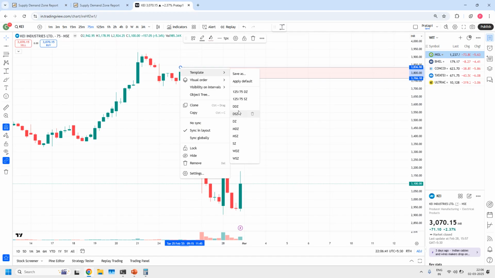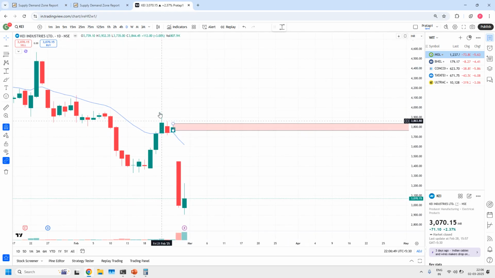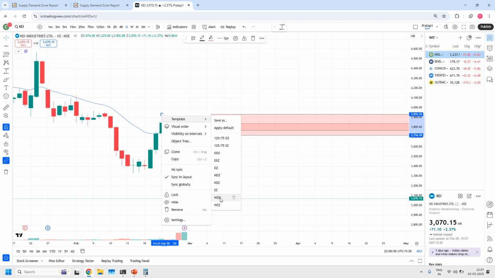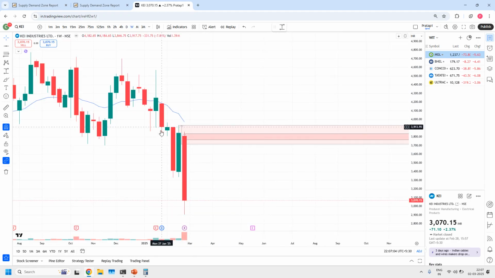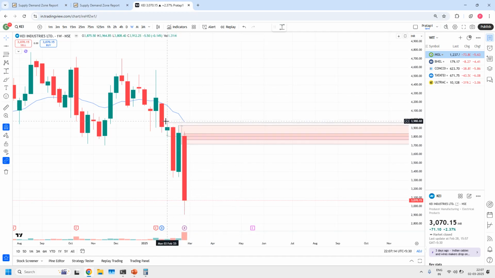75-minute supply zone. This 75-minute supply zone should be inside the daily supply zone. Here we have a daily rally, 2 base candles and drop. So that way we can draw these zones. This is the daily zone. And this is inside a weekly supply zone. Where is the weekly? Let's go to weekly. Here you have a weekly zone, drop base drop. So this is weekly. Inside weekly we have overlapped with.